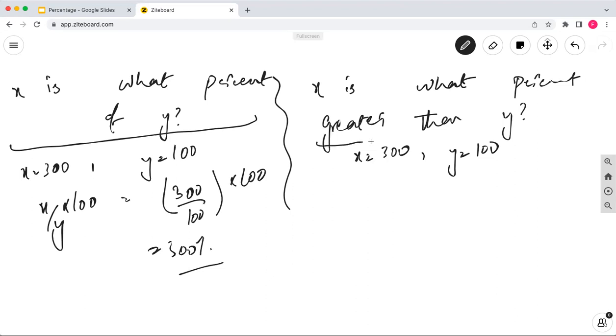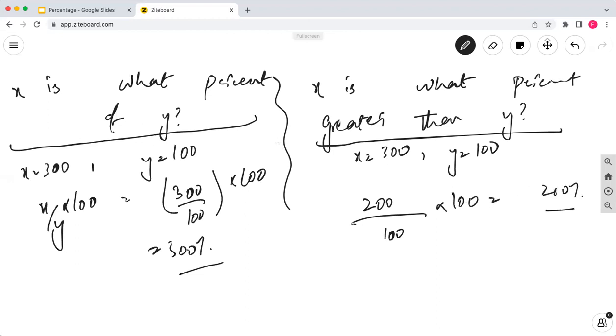And what is the answer for this? 200%, right? So what is the change? 300 minus 100, that is 200. What is the value of y? 200 over 100 into 100, that is 200%. So just keep in mind, these are separate cases, and GRE loves to play with the words, so be cautious of that. Okay, so this was about the percent change.